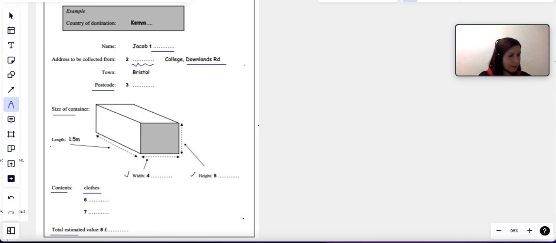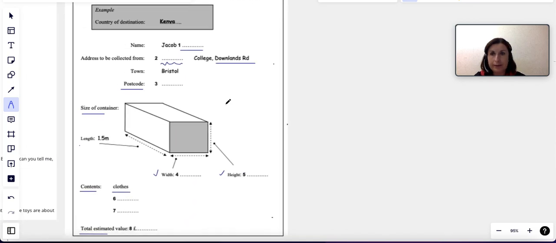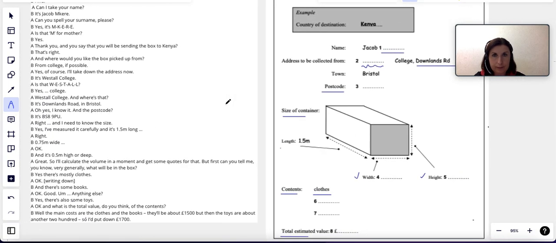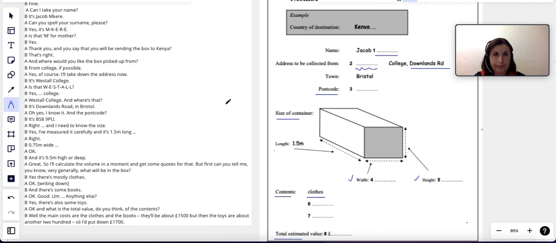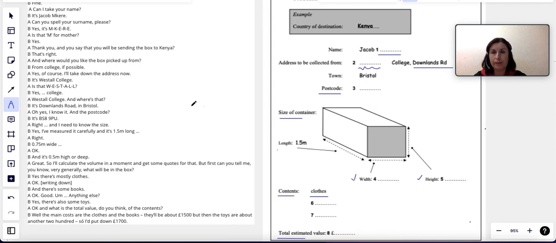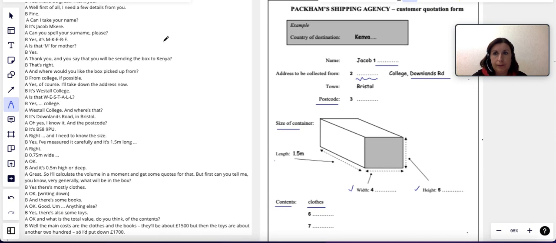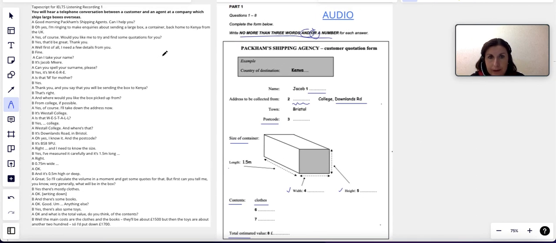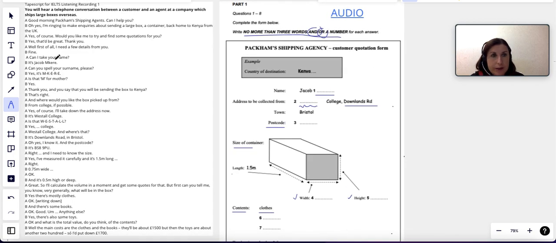Okay, so now let's analyze the script and we'll look through the traps used in the task together. Okay, so as you can see, the conversation develops logically and there are always signals before the needed information is given.